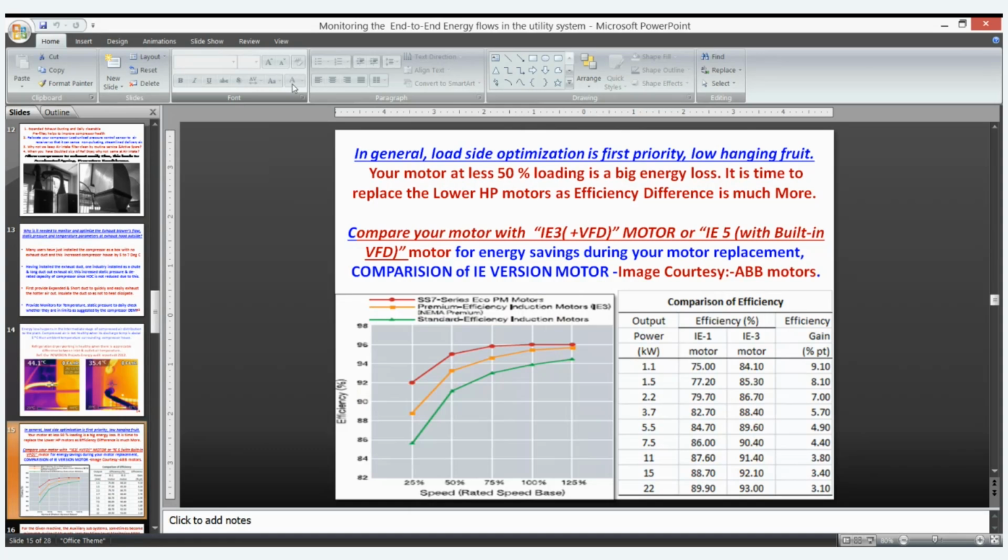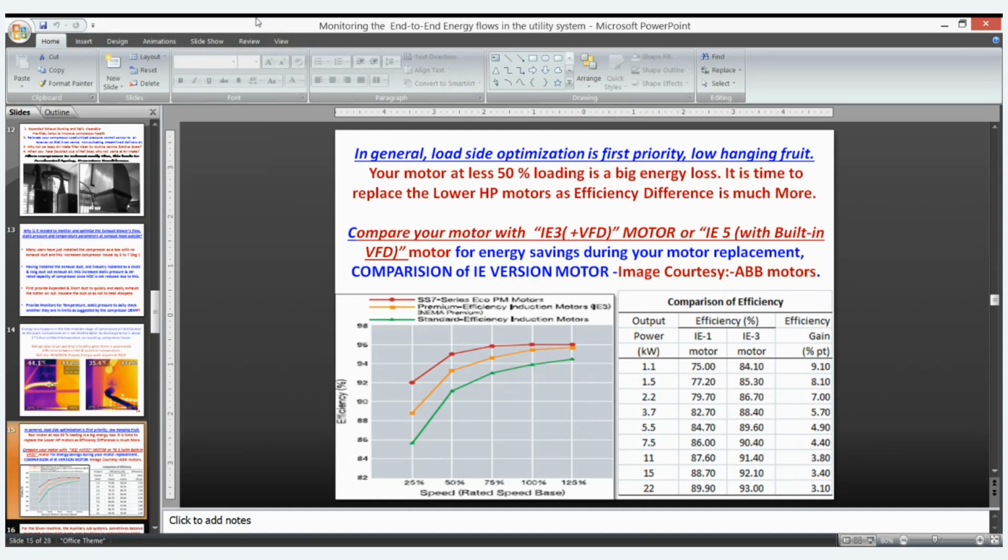To the motors in general, the load side optimization is a low hanging fruit. I'm just trying to see the compressors, motors, boilers, blowers and fans, and all the other utilities. Load side optimization, you try to achieve it. Then comes the motor which is running at 50% loading and below 50%. That is why the IE3 motor, IE4 motor and IE5 motors, where the efficiency curve is broader and a better curve than the IE2 or IE1 motors. Let us say IE1 motors.